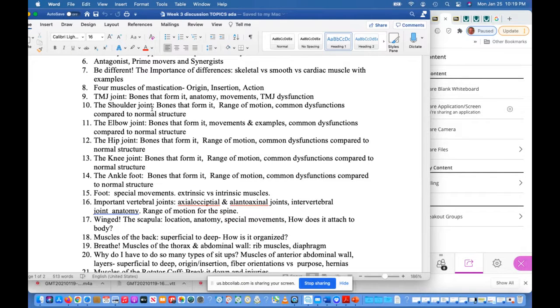The shoulder joint, right? The glenohumeral joint. What are the bones that make it up? What are the ranges of motion? That means the different ways that the shoulder can move. It can flex, it can extend, it can internally and externally rotate, it can abduct, adduct, it can horizontally adduct and abduct. And you could talk about some of the common dysfunctions of the shoulder.